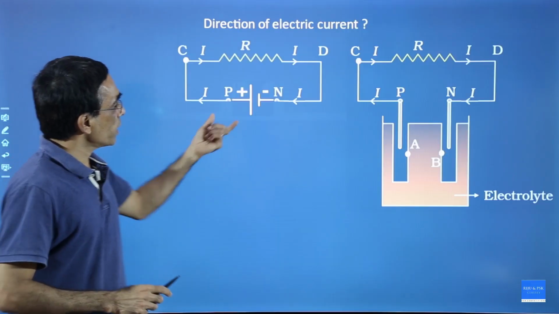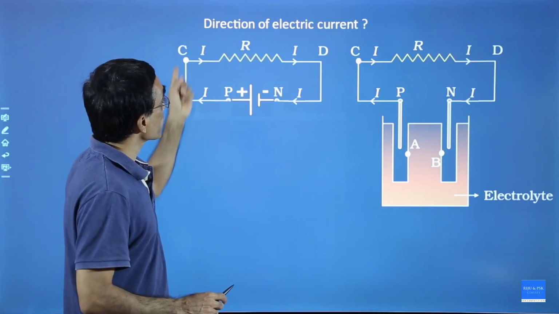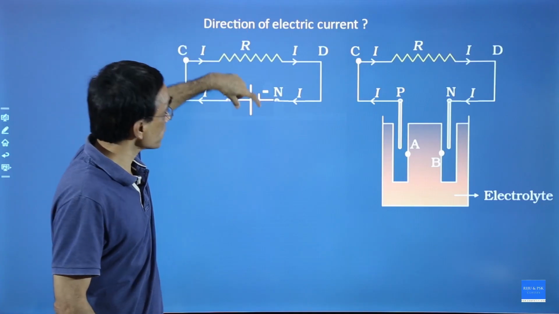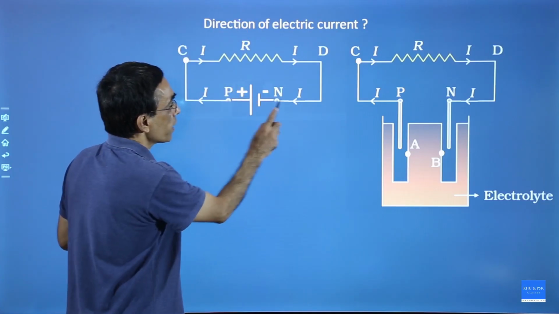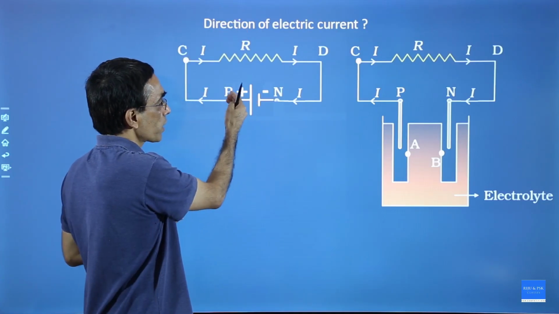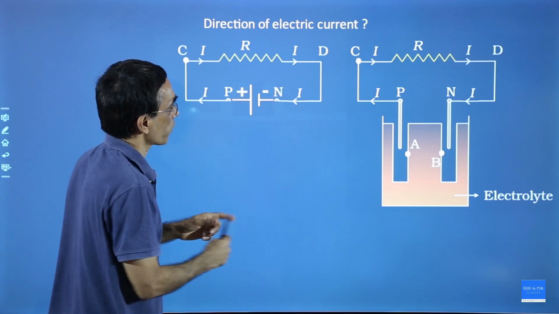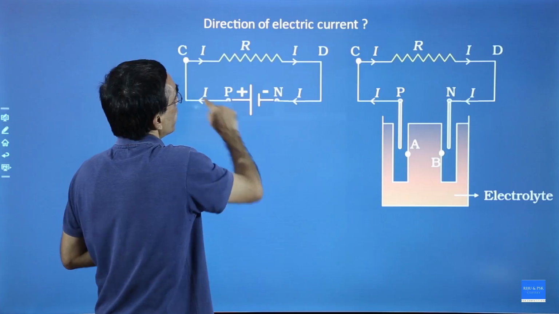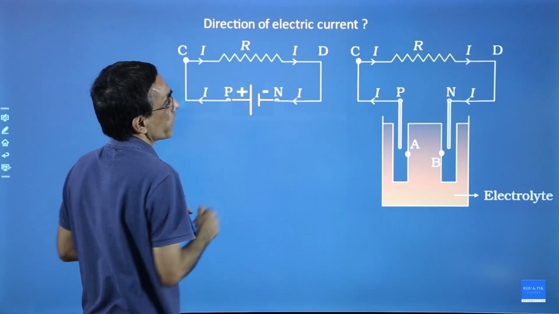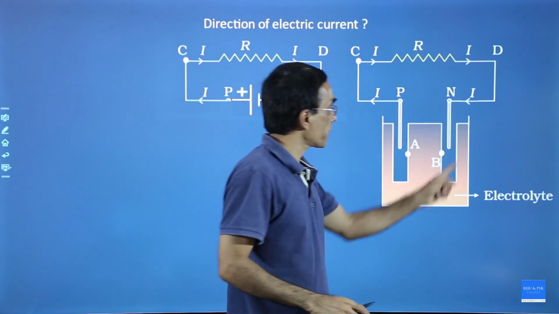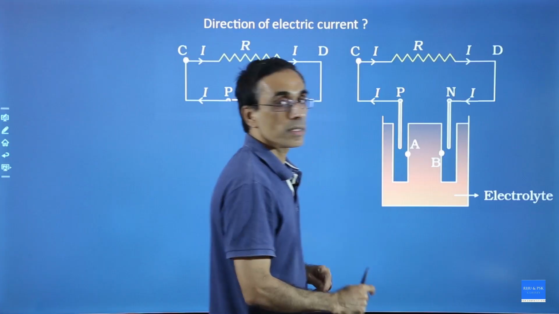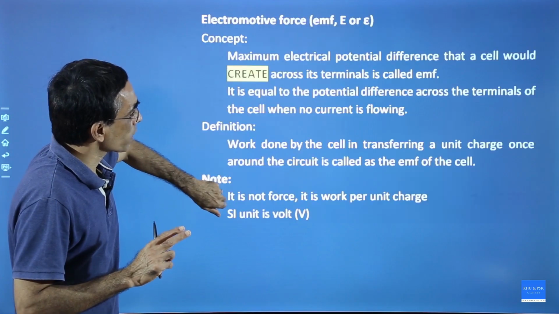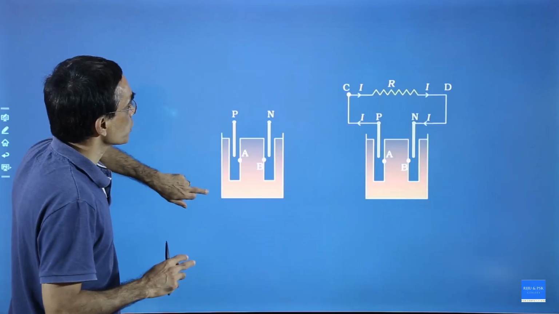Now this is a cell connected to an external circuit. So this R is the external resistance, this is the cell. This P and N represent the terminals, positive terminal higher potential, negative terminal lower potential. Current flows in the outer circuit like this. Direction of current in the outer circuit is positive to negative, but inside it is negative to positive. Is that okay? Now, two important terms I have to teach you.